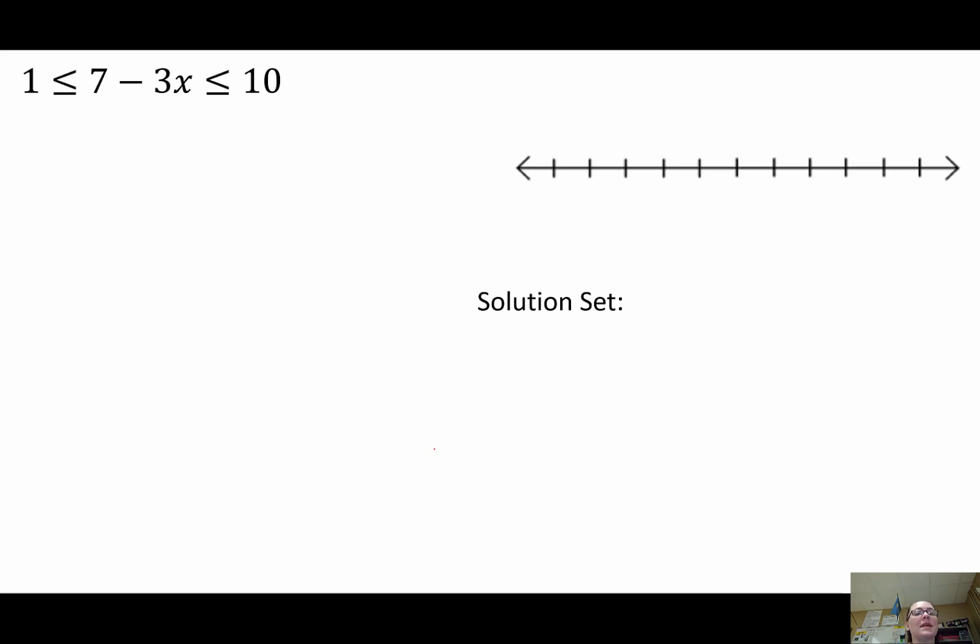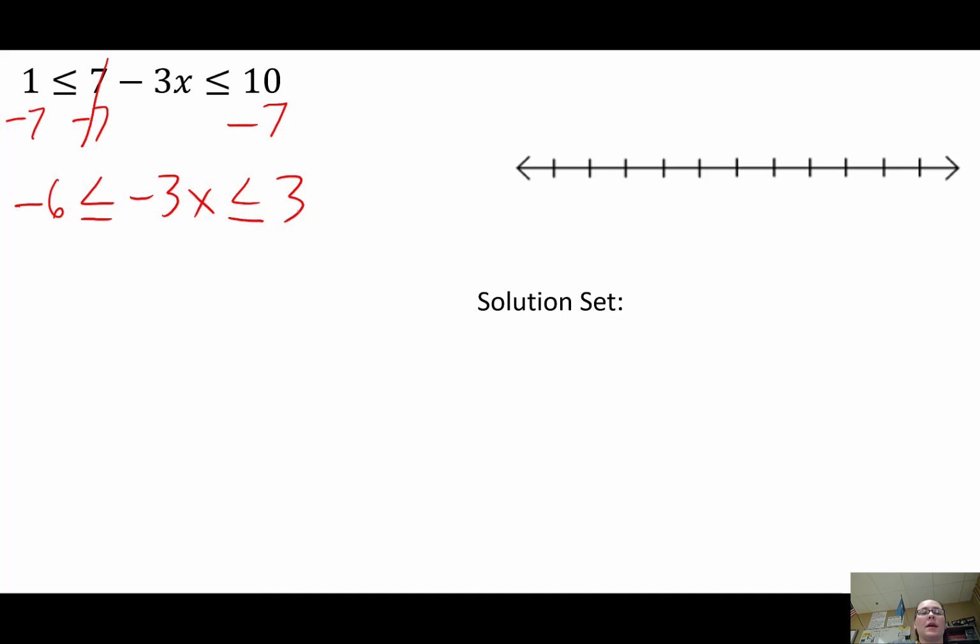I've got 1 less than or equal to 7 minus 3x less than or equal to 10. So first thing I want to do is subtract 7 from everything. And I'm going to work this as one problem just to make it faster. Those cancel out in the middle. 1 minus 7 gives me a -6, less than or equal to -3x, less than or equal to 3. Then I'm going to divide all sides by -3.